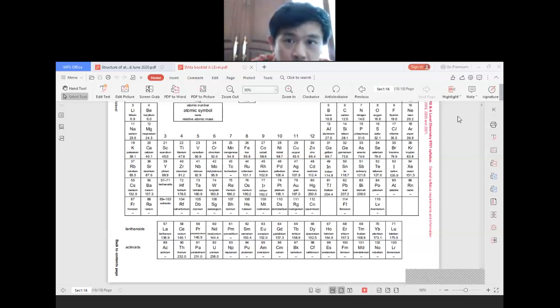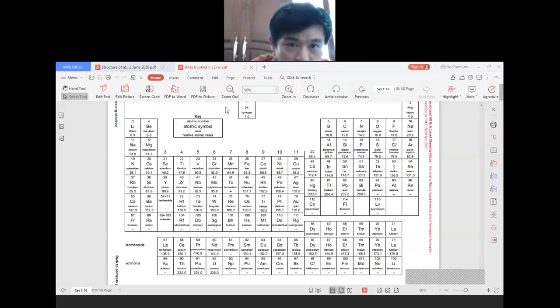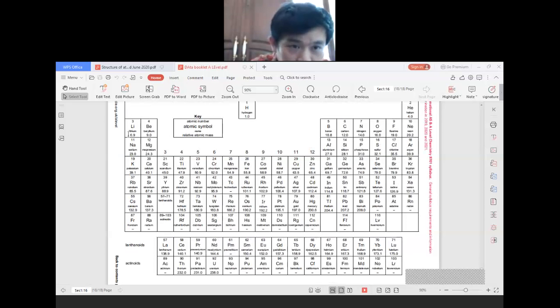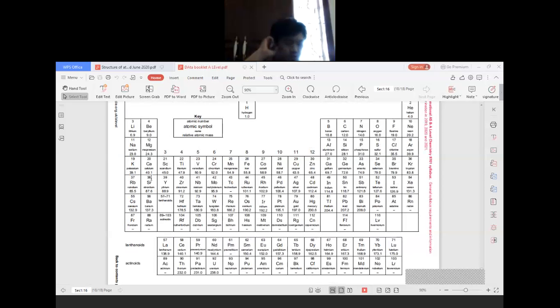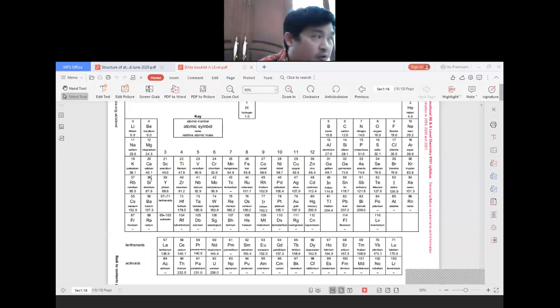This is 1, 2, 3, 4, 5. So 5s2. Strontium is 5s2. Ending is 5s2, and then the two electrons from the 5s2 are removed, so leaving with 4d. Right? There is 4p, and then there is the 5. So the two electrons in the outermost shell are removed.